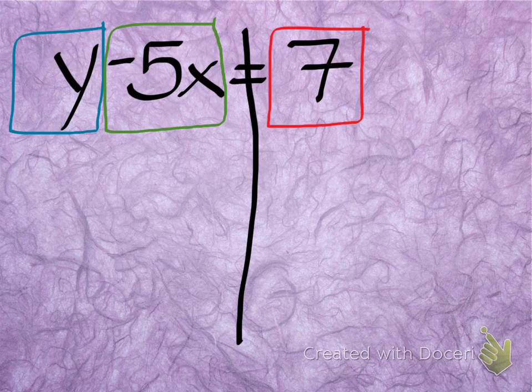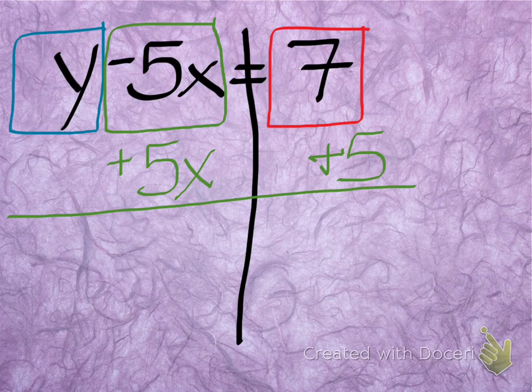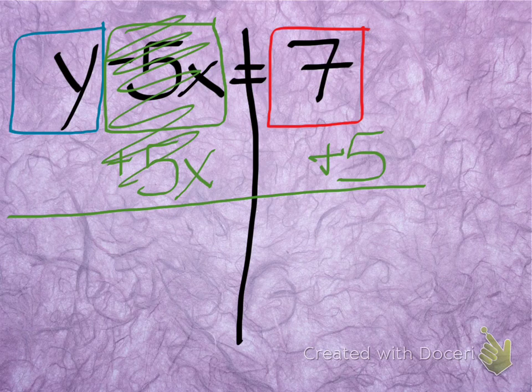I want y by itself, so I need to get rid of this negative 5x. The opposite of negative 5x is plus 5x. And whatever I do to one side of my equation, I have to do to the other. Negative 5x plus 5x is 0, so that cancels out. So now I have just my y on the left side, and it's equal to, oh, I forgot, this should have been 5x. Be very careful. You always need to carry your variables with you.